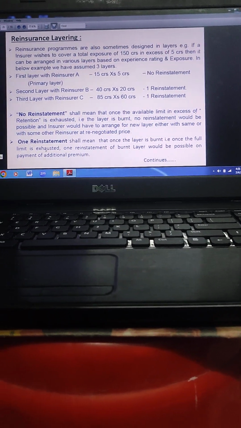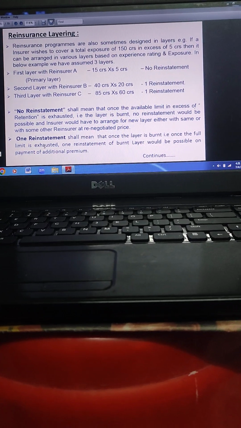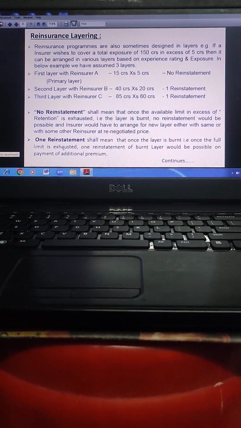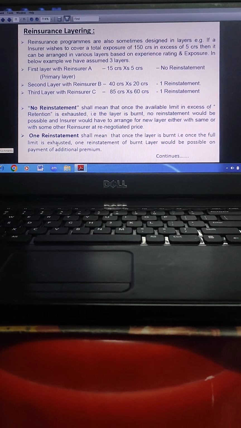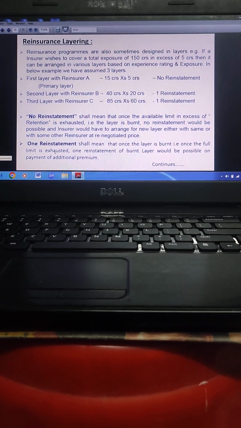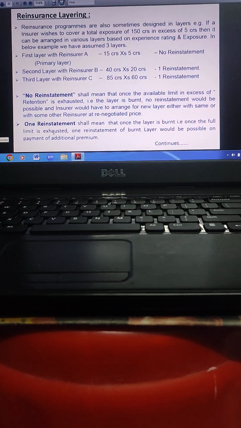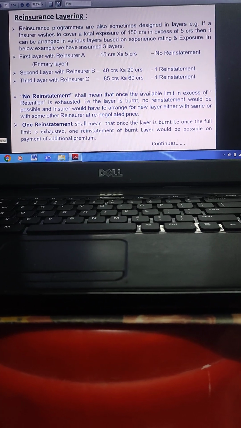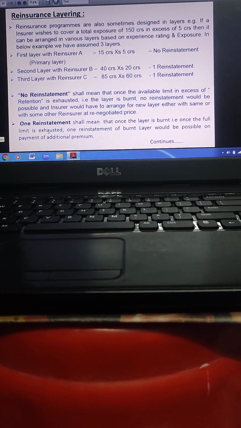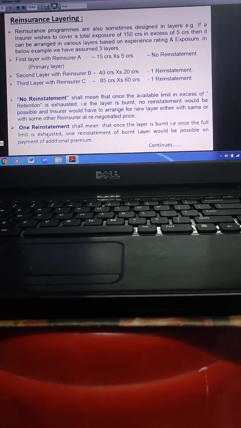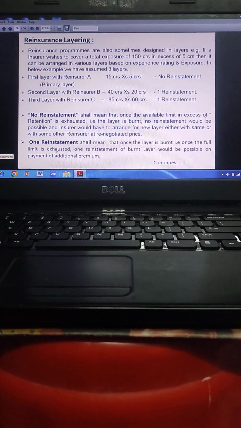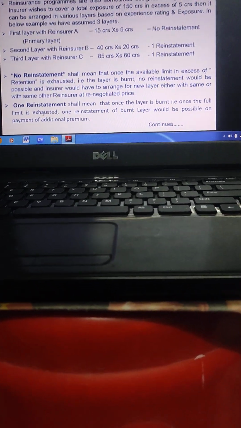So see an example: first layer with reinsurer A, 15 crores in excess of 5 crores, no reinstatement. This is a primary layer. Second layer with reinsurer B, 40 crores in excess of 20 crores, one reinstatement. Third layer with reinsurer C, 85 crores in excess of 60 crores, one reinstatement.